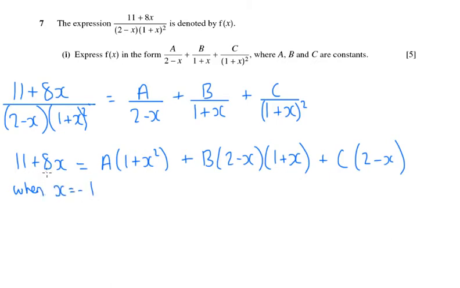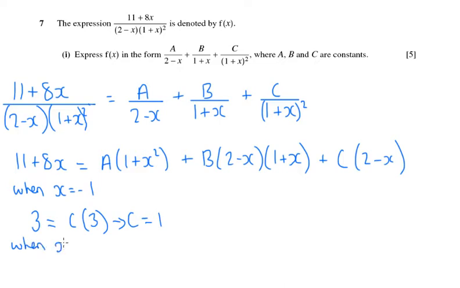So when x equals minus 1, we're going to have 11 minus 8 here, so that's 3 on the left hand side. As I said, this is going to disappear, this is going to disappear, and we're going to be able to work out what c is. So we're going to have c times by 2 minus 1, which is 3, which means that c equals 1.